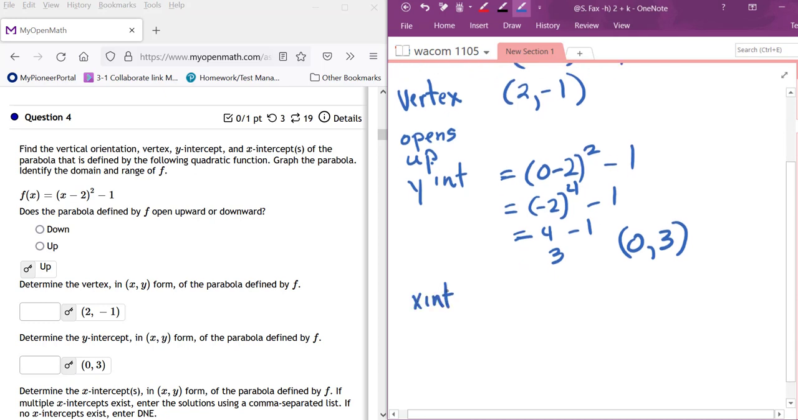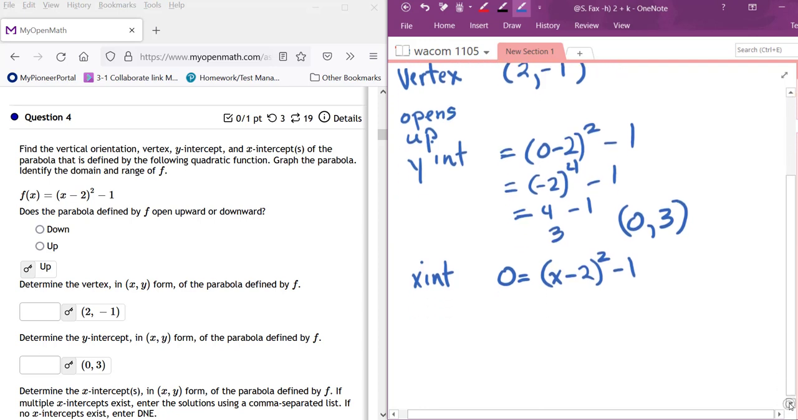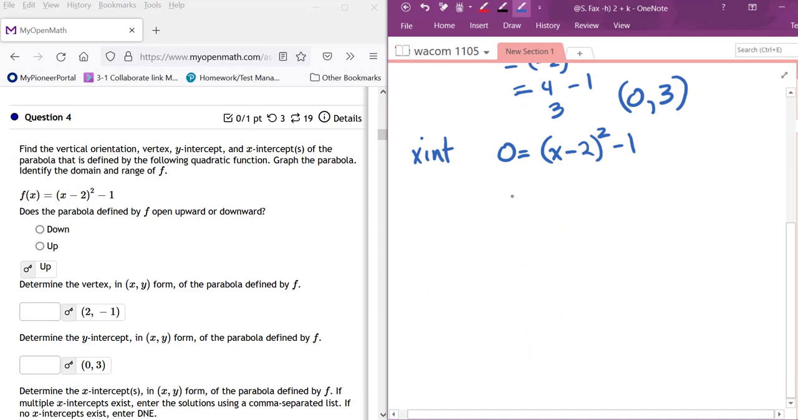X-intercepts: set y to 0, so 0 in for y, and it is x minus 2 squared minus 1, and you're going to solve with the square root method. So add your 1, so you will get 1 equals x minus 2 squared. Take the square root of both sides to get rid of this exponent. Remember, on this side, you'll get plus and minus. On this side, your exponent will come off. All right, square root of 1 is 1.